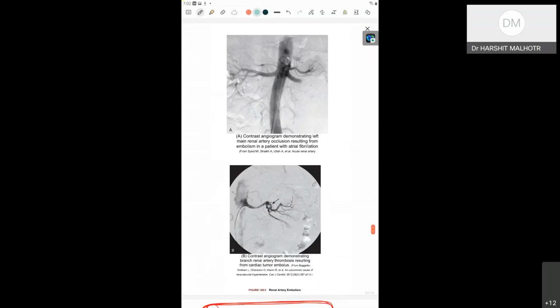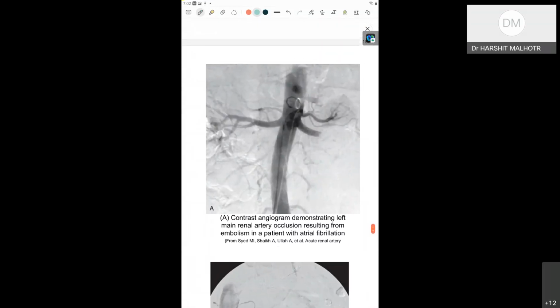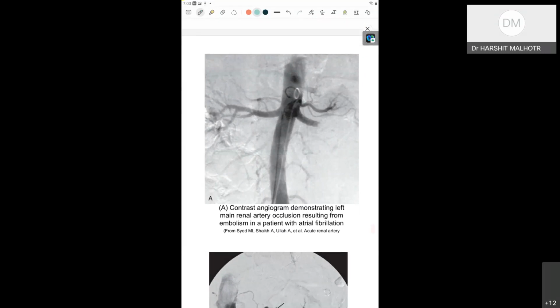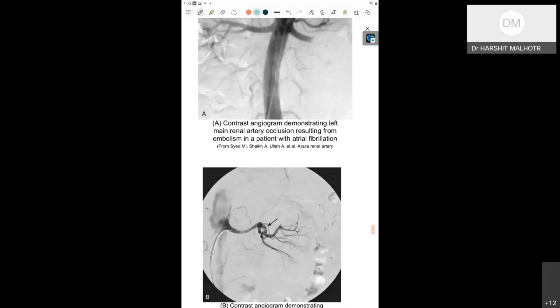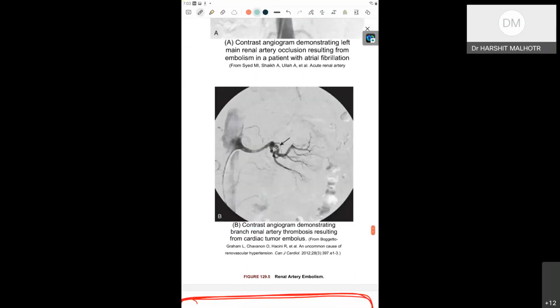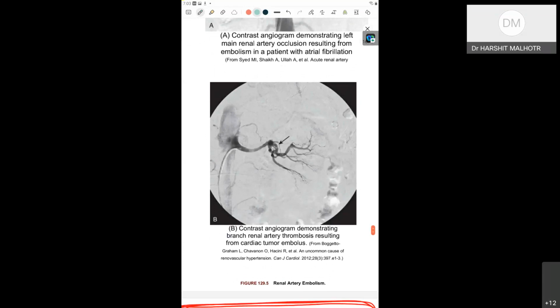So now these are a few images. Contrast angiogram demonstrating left main renal artery occlusion. There is an abrupt cutoff seen on the left side, as you can see, and the pathology was atrial fibrillation, so a thromboembolic event was there. In the second case, this is a renal artery thrombosis. Again, this case is a cardiac tumor embolus.